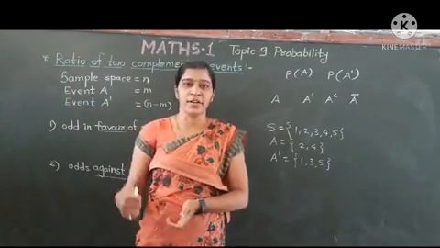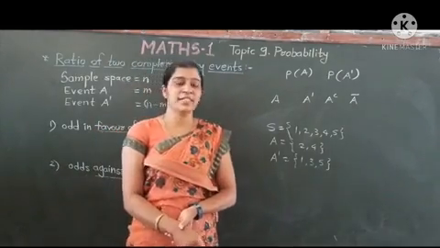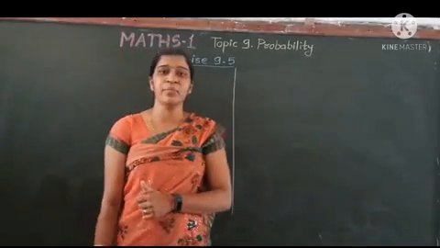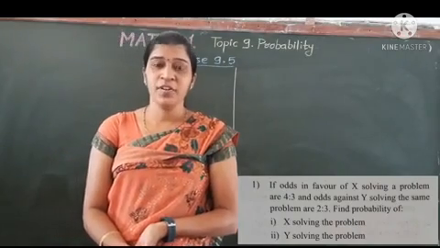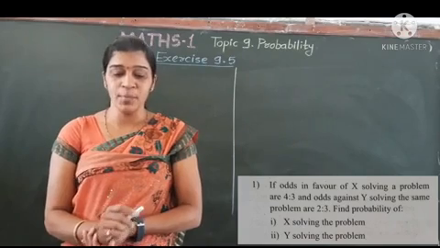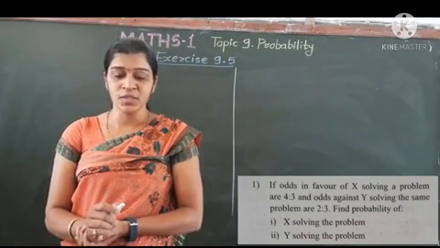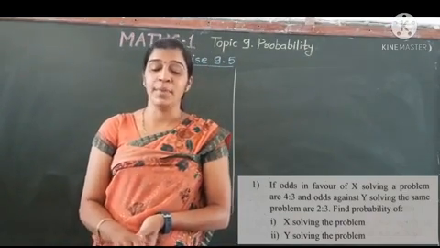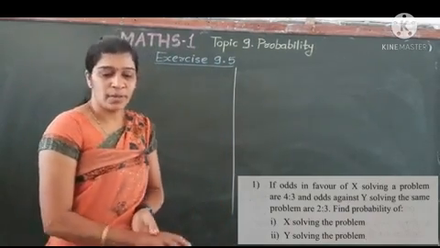So we start examples on this, that is examples in practice set 9.5. Let's see examples in exercise 9.5. See in the textbook. First example: if odds in favor of x solving a problem are 4:3 and odds against y solving the same problem are 2:3, find the probability that x is solving the problem and y solving the problem.